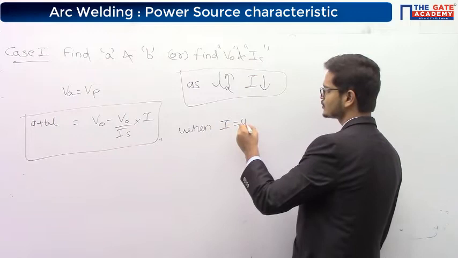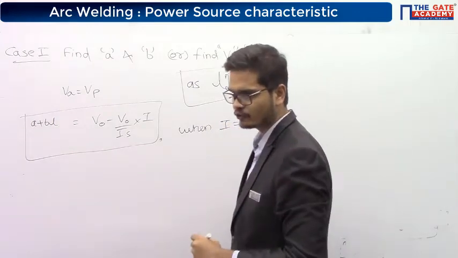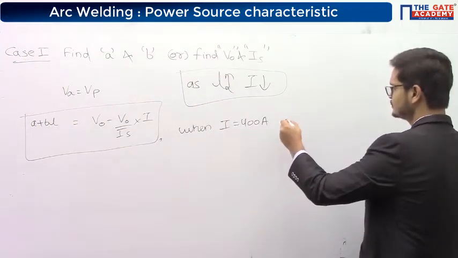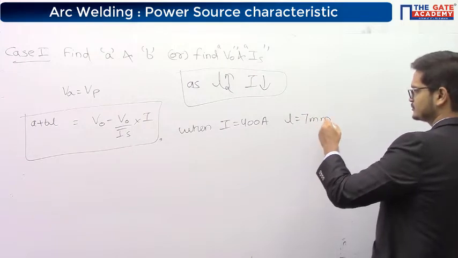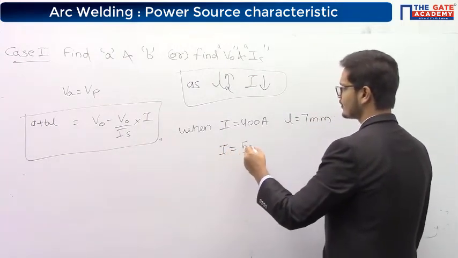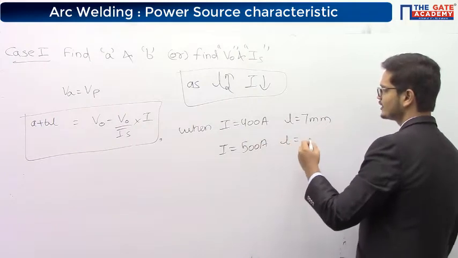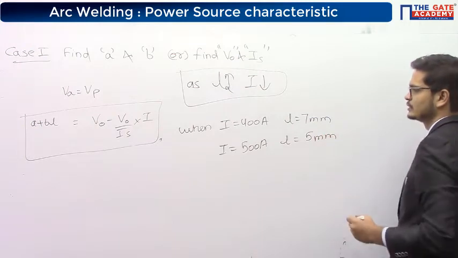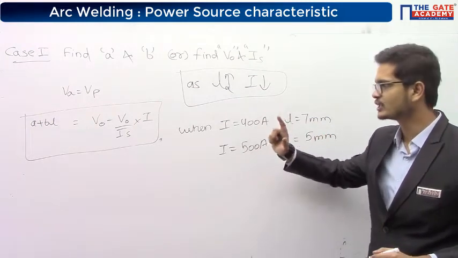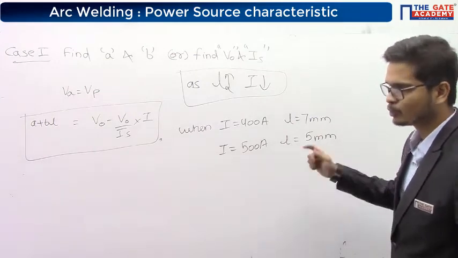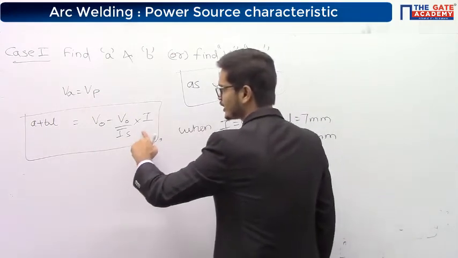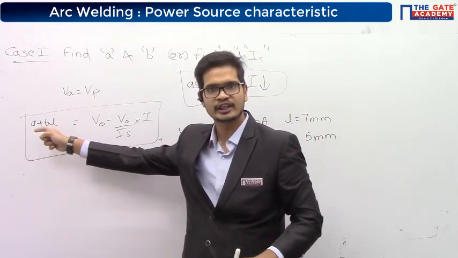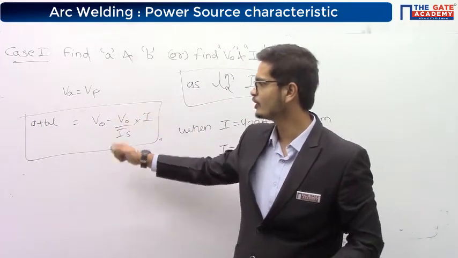when I was 400 ampere, the arc length would have been 7 mm. When the current was 500 ampere, the arc length would have been 5 mm. Arc length got reduced, so current got increased. Okay. So let us put the values in this equation. This time we are given the values of A and B, and we have to find the values of V0 and IS.